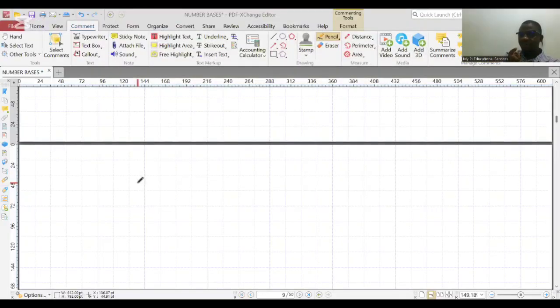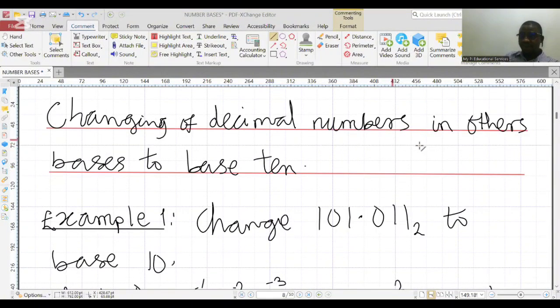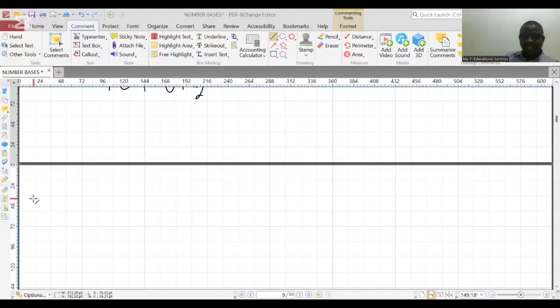In our last video, we talked about changing of decimals in other bases to base 10. So in this video, we're going to look at one or two more examples. So let's take a look at this example here. So it's actually changing as we have these examples here. So changing of decimal numbers in other bases to base 10. So let's take a look at another example.